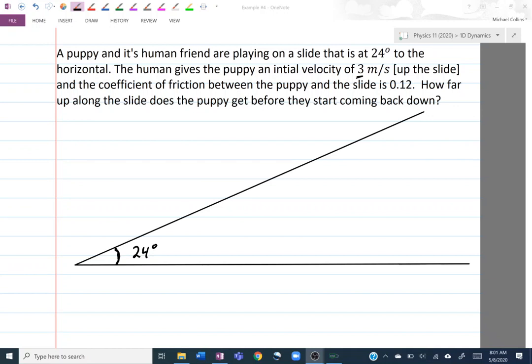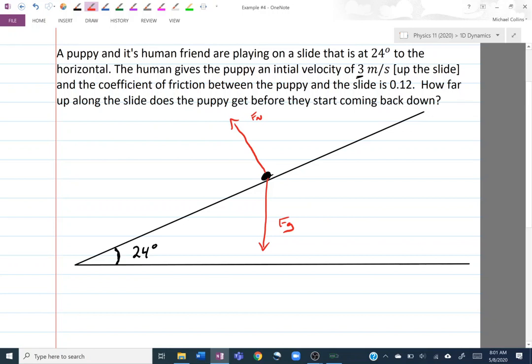We're going to start the exact same way, with a free body diagram. I like the little dot method. And I'm going to do my forces. I've got a force due to gravity going straight down. And I've got a normal force that's going to be perpendicular to the surface. And then I also have a force of friction. It gives us a coefficient of friction, so there is going to be a force of friction.